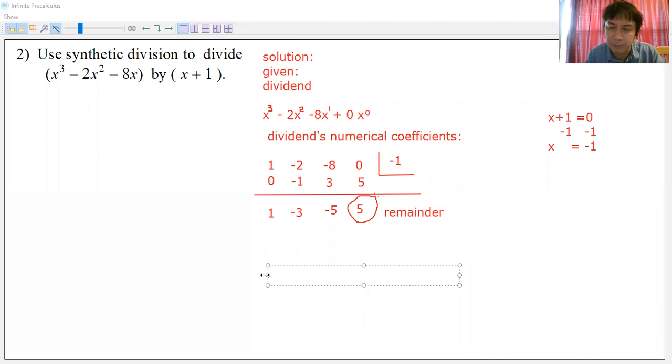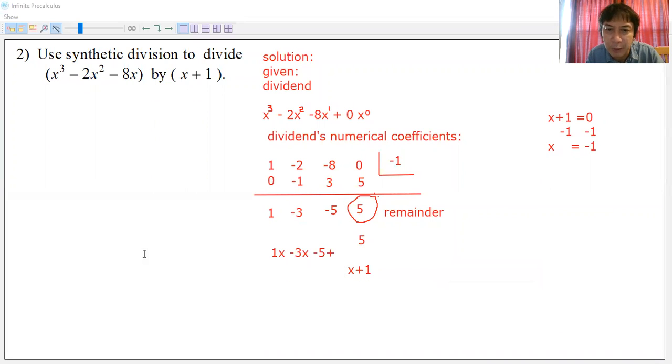That will be 1x squared minus 3x minus 5 plus the 5 will be written over here. This is the remainder, and then we will have to write the divisor over here. The divisor is x plus 1.